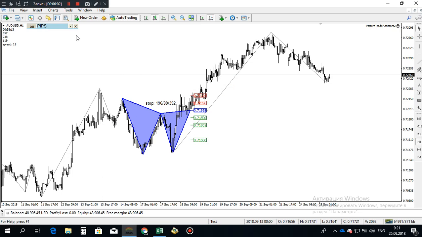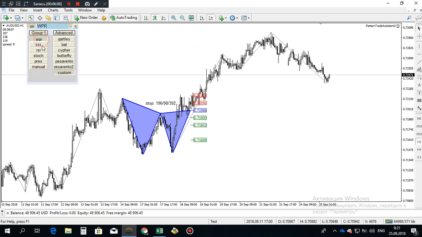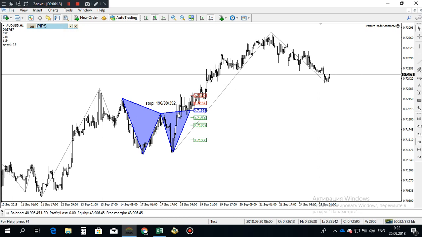If you want to stay absolutely objective, you should switch between the algorithms to see how the pattern is seen by other traders, and if the majority of algorithms coincide and say this pattern is okay, then this is most likely something that would work.